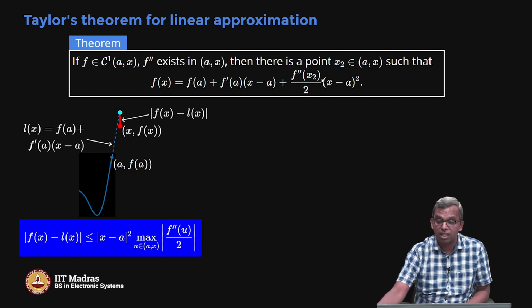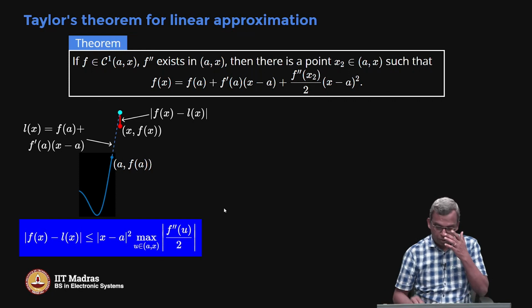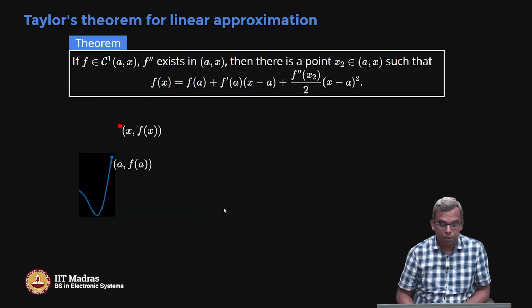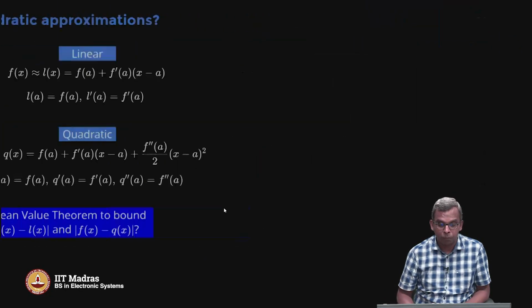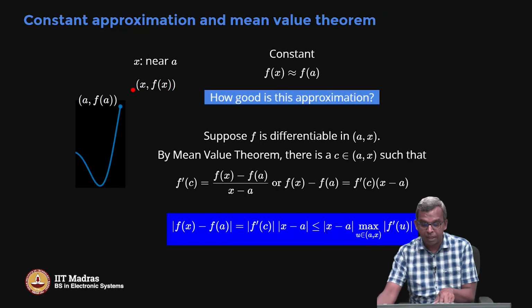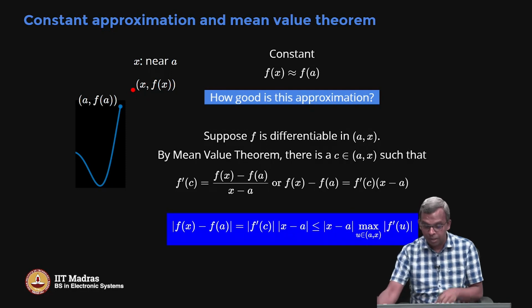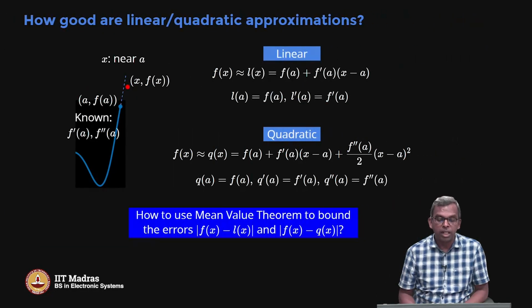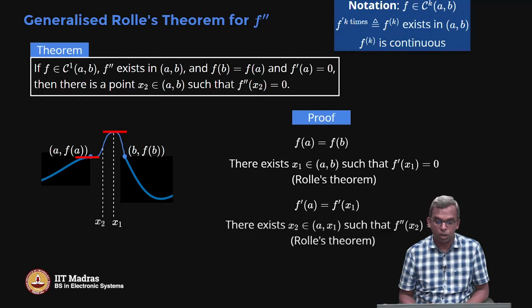Notice that I now get the absolute value of x minus a whole squared. Of course, for the square you don't need the absolute value, but you can put it there. It's the absolute value of x minus a whole squared times the max over u in a, x of f double prime of u by 2. I want you to think about how this is similar to the constant approximation. Let me go back to that slide. We got this relationship: f of x minus f of a is controlled in this fashion. We are now able to say how good the linear approximation is, not just the constant approximation.